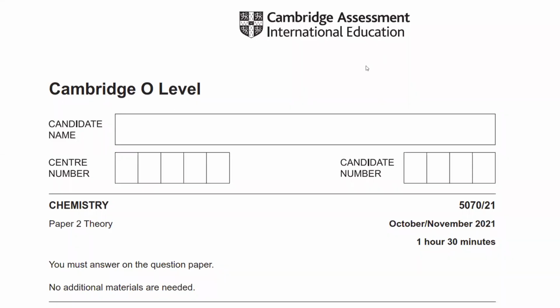Hello and welcome. This is Cambridge O-level chemistry paper 2. The subject code is 5070. This is the October-November 2021 exam, and this is variant 1 of this exam. You will be given 1 hour and 30 minutes to solve this exam. However, I will be taking a little longer because I'll be solving all the questions for you. So let's start.